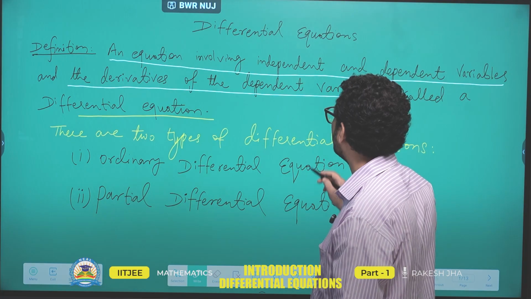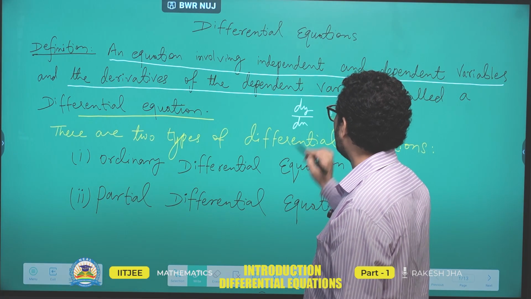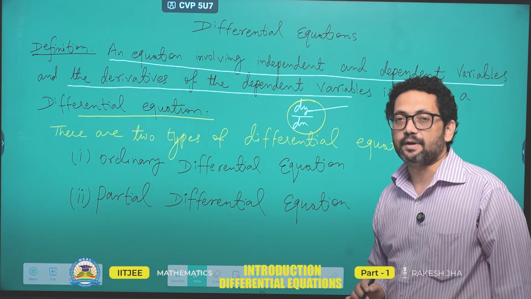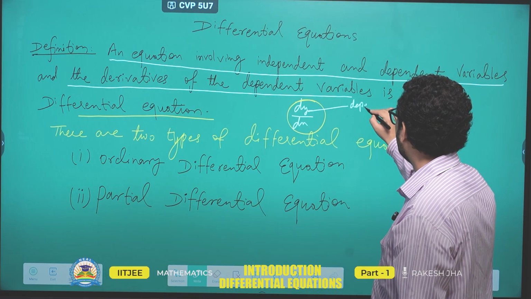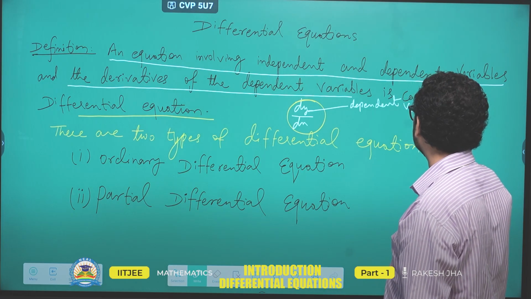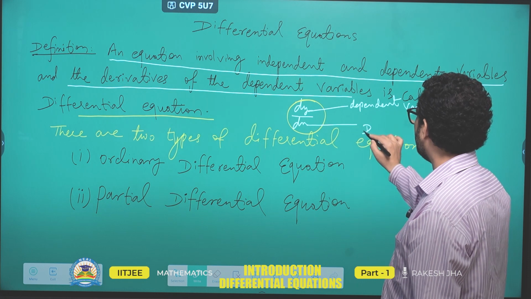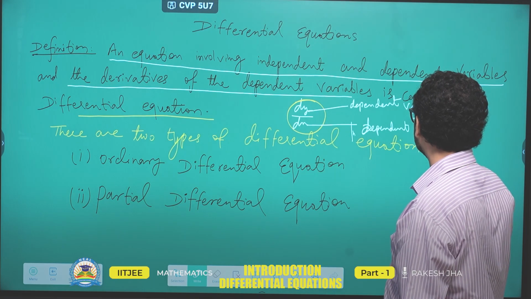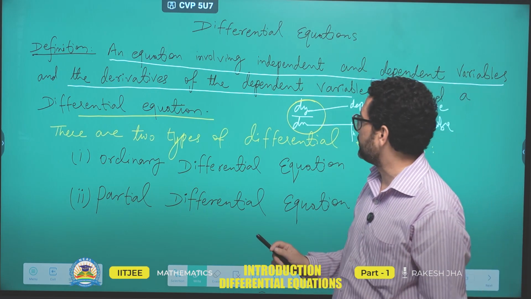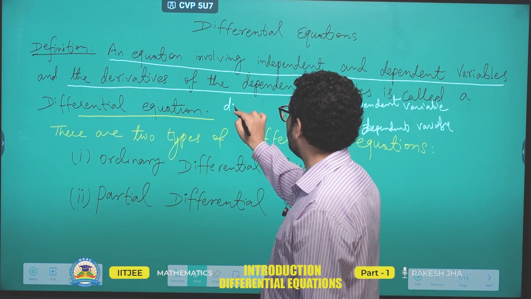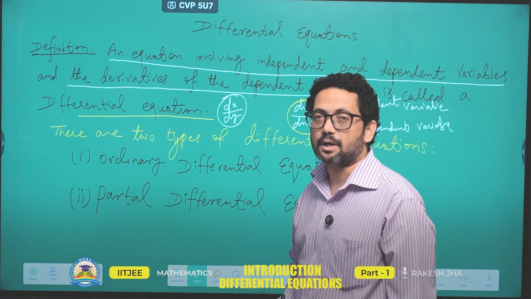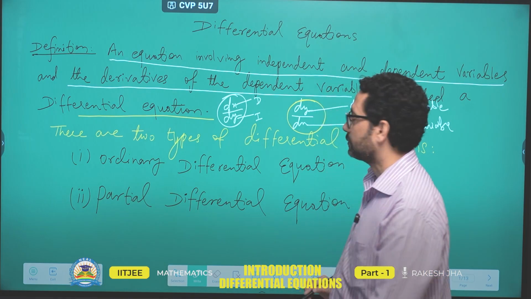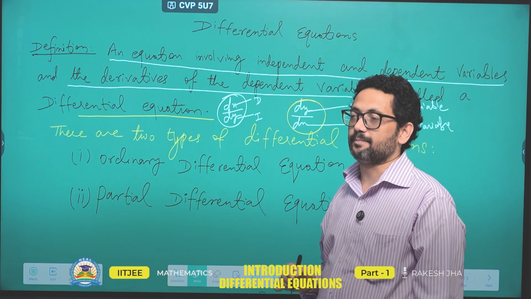So for an example, if I am writing dy by dx, so dy by dx is the differentiation wherein y is a dependent variable and x is an independent variable. In a similar way, if you write dx by dy, in case of dx upon dy, it will be just opposite. x will be dependent and y will be independent. So either it should be dy by dx or dx by dy.